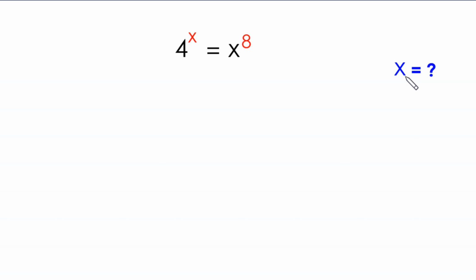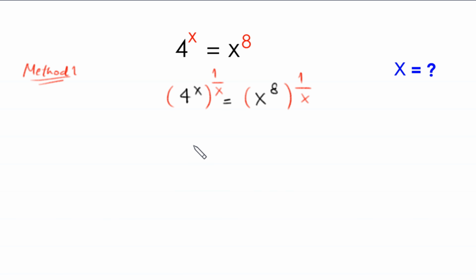We will solve it by two methods. So let's start with method 1. In this method, we take power 1 over x on both sides. The equation is 4 to the power x is equal to x to the power 8, and we take power 1 over x on both sides.